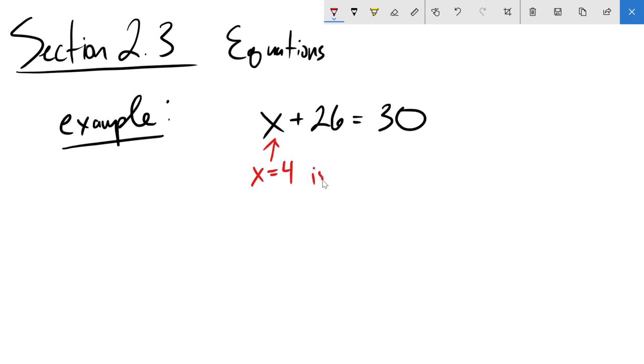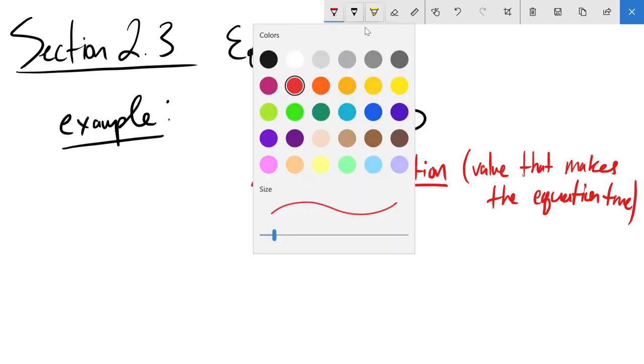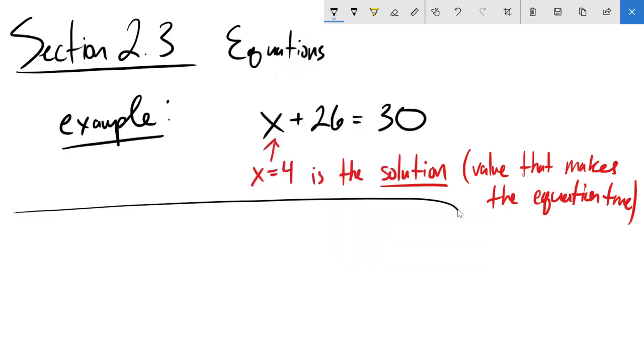So this would be what we would call the solution. The solution is the value that makes the equation true. There should be some value that makes the equation true, and what we mean by making the equation true is that the two sides are the same value. And so you can see x equals 4. That one's not too hard to figure out. Now, that's sort of a guess and check method, which is totally fine. It's not the wrong way to do it.